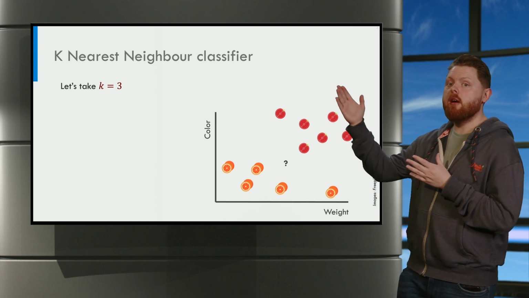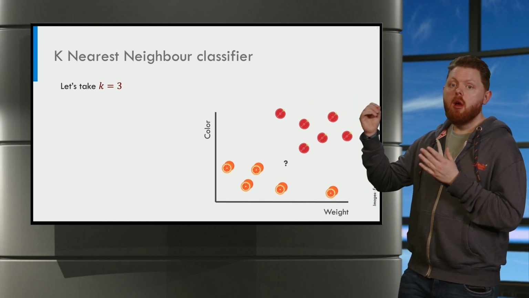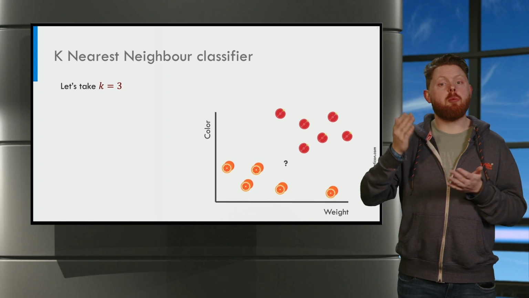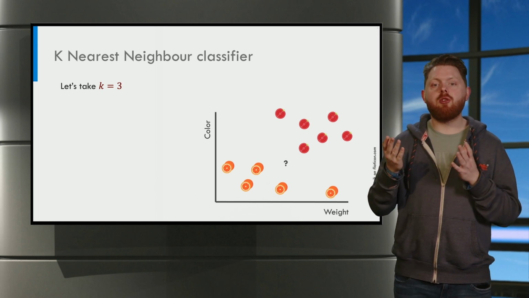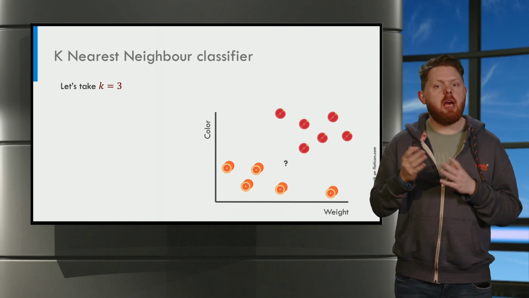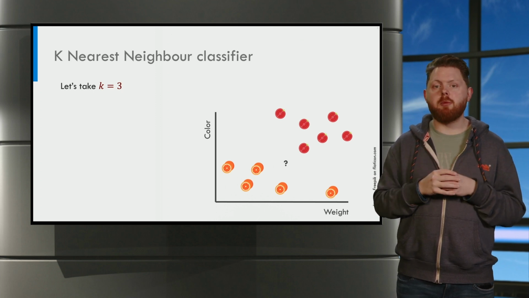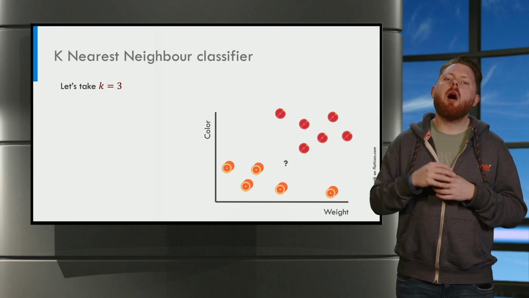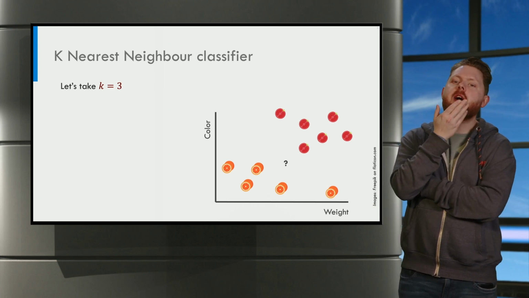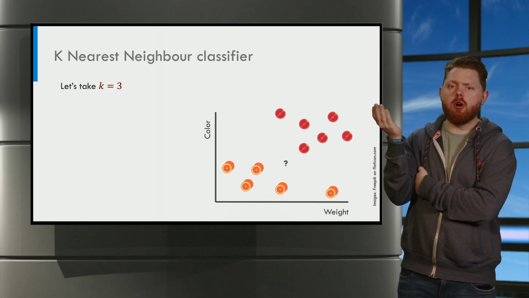Now we get this data on the slide. We have some tomatoes in the top right and we have some tangerines in the bottom left. And in between we have a new object indicated by the question mark. How does the nearest neighbor classifier make a prediction for this object?